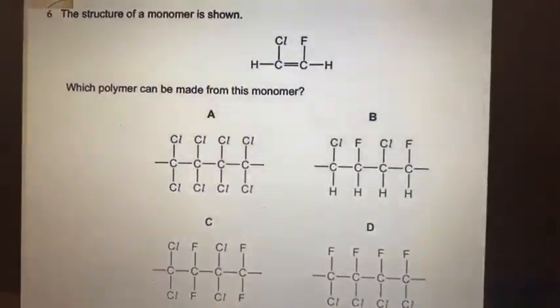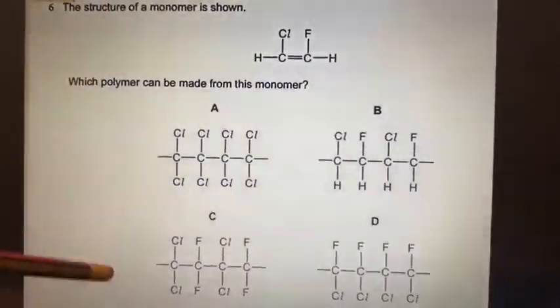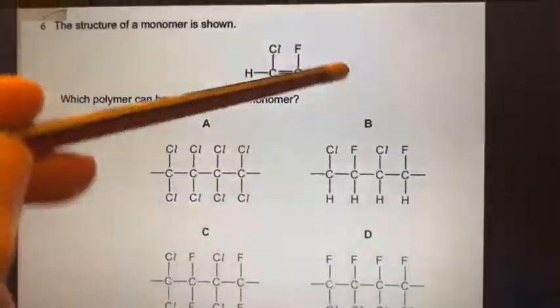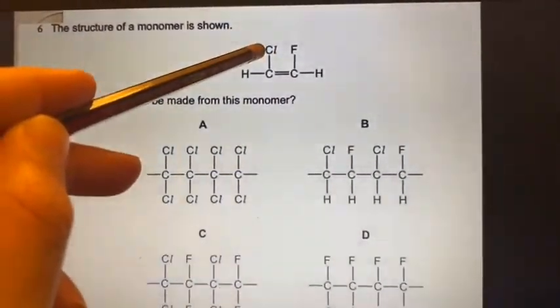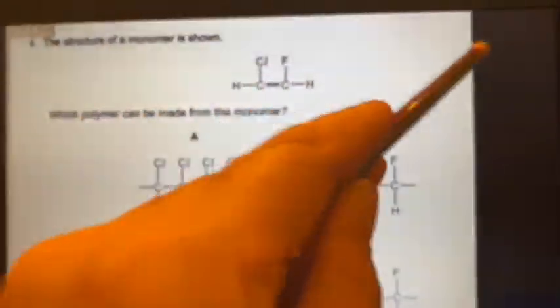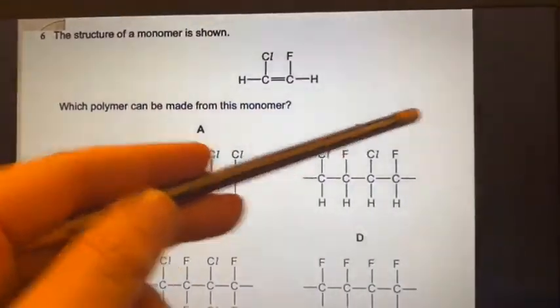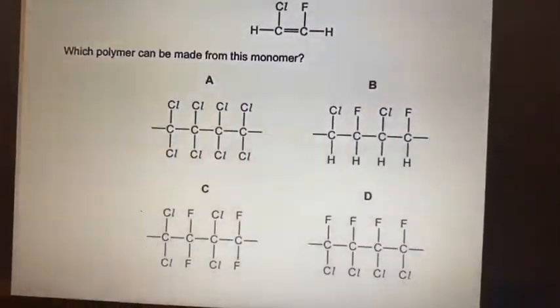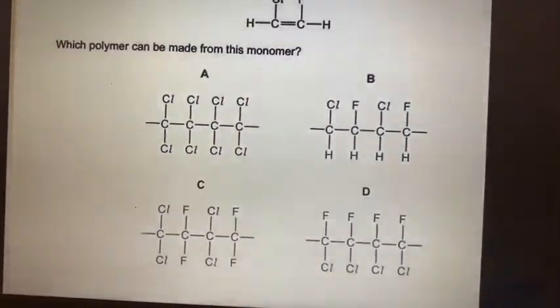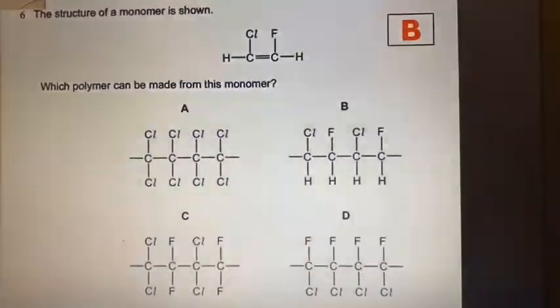Next, the structure of the monomer is this structure. What is the polymer? Remember that at the top should be the pattern CLF, CLF, CLF, and at the bottom, all of them are hydrogens. Which is correct? It is B. Okay, this is the repeated unit.